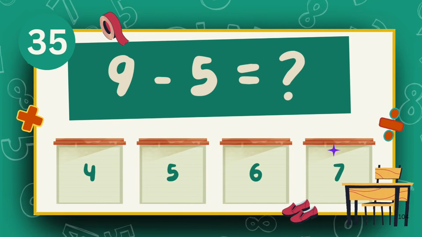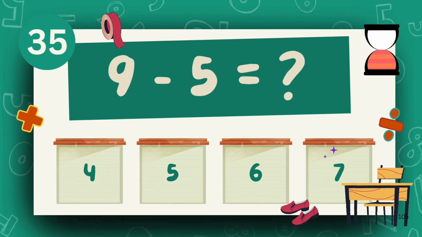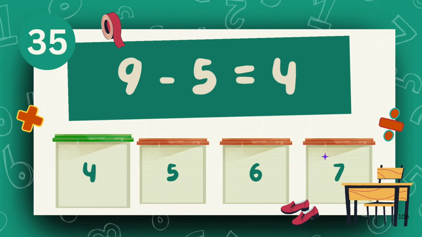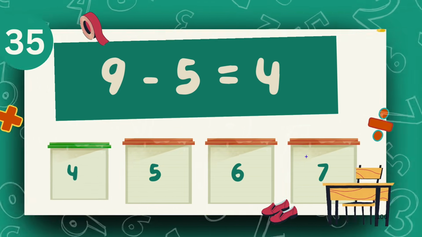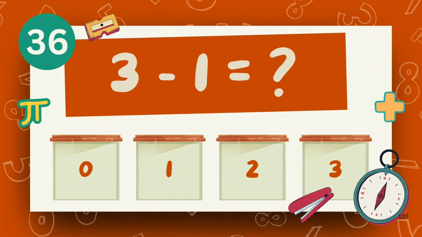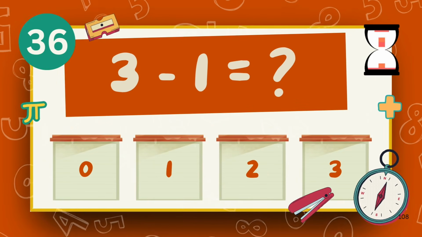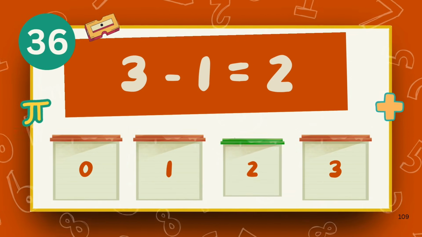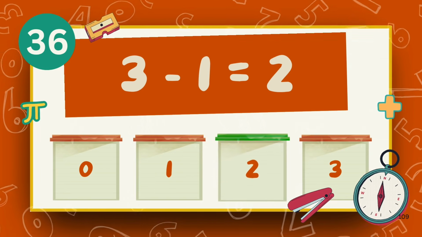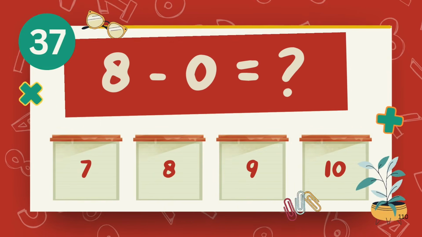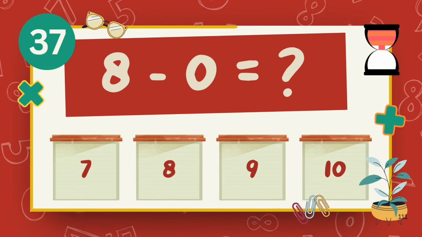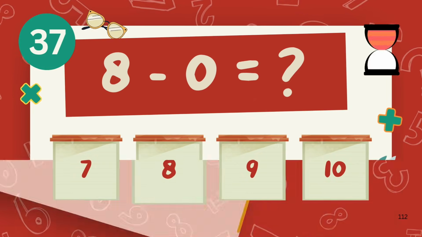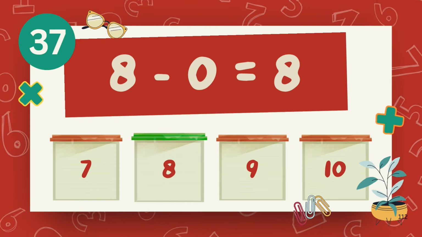What is 9 minus 5? The answer is 4. What is 3 minus 1? The answer is 2. What is 8 minus 0? The answer is 8.